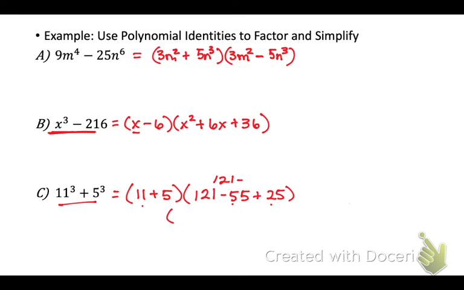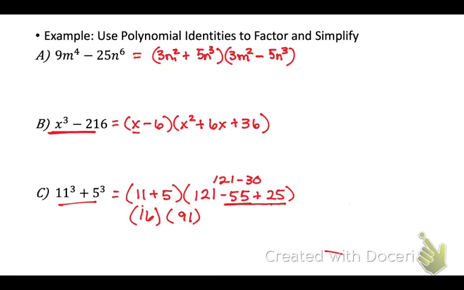121 minus 30, try this, 91. Or, when you do minus 55, I took minus 50. Carly, ask a question, listen, please. Negative 55 plus 25 is negative 30. I just reordered them.